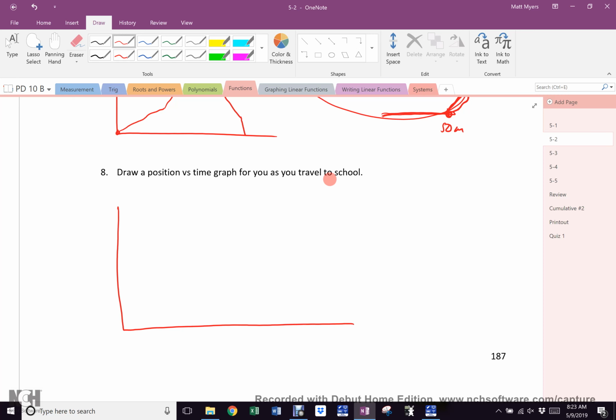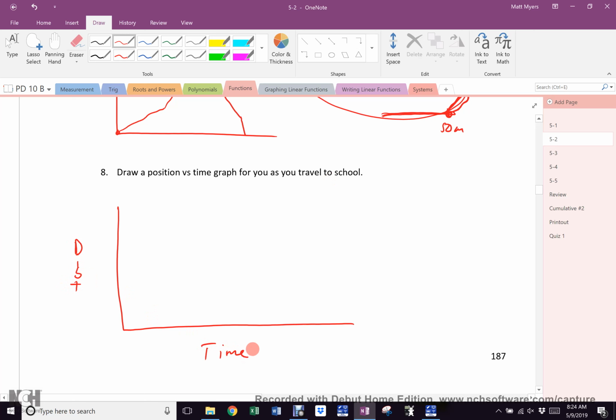All right. So, because I said position, that means where I am relative to home, right? So if I did go back home for anything, there would be a dip in the graph, yeah? But it would still be distance and time.